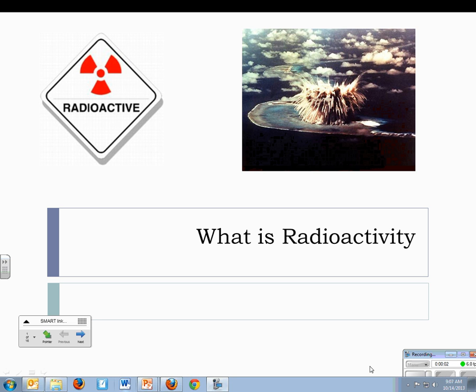This lesson is on radioactivity. You'll find it in your textbook in chapter 21. We will be including it in our chapter 3 test though because it is related and we only need to know a small piece of that chapter.